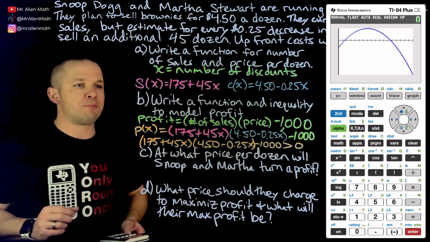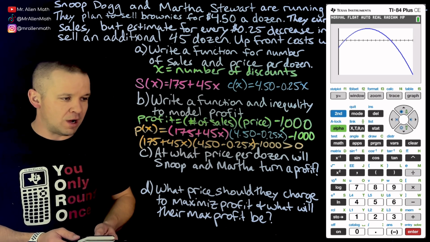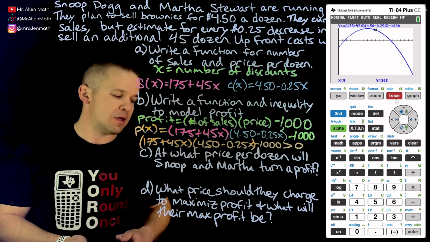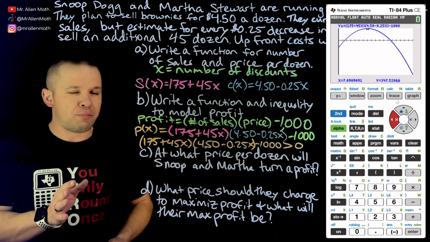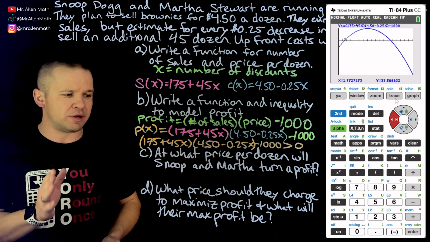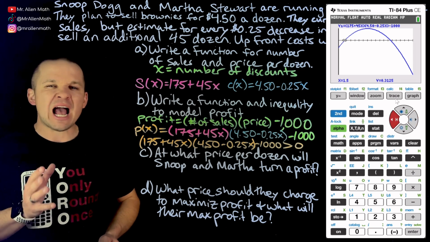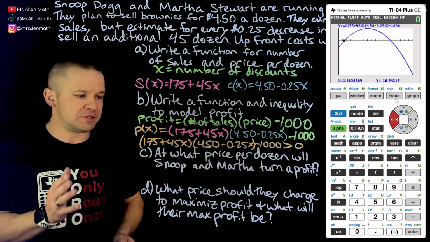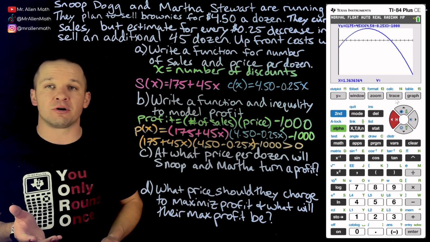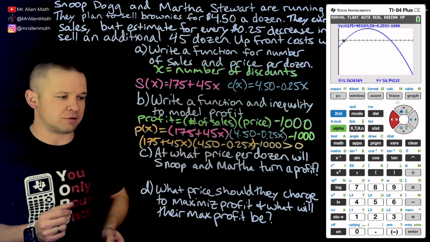So at what price per dozen will Snoop and Martha turn a profit? Well, my trace button doesn't work here. The point that I want where they're going to make a profit, and this is not how you're going to figure it out, but I just want to point this out right now. It's at the 0, okay? At my x-intercept. This is where we turn from a negative y value up to a positive y value. Somewhere in here, I'm turning a profit. Somewhere between 1 and 2 discounts, essentially, okay?